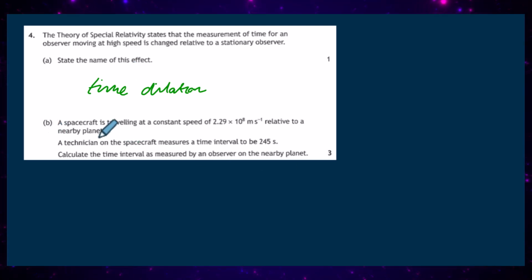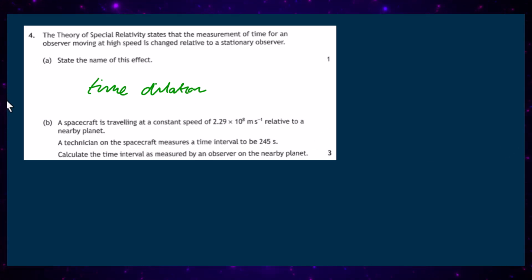Now, that's what part B is all about. It says a spacecraft is travelling at a constant speed of 2.29 times 10 to the power 8 metres per second relative to a nearby planet. A technician on the spacecraft measures a time interval to be 245 seconds. And for 3 marks, we have to calculate the time interval as measured by an observer on a nearby planet.